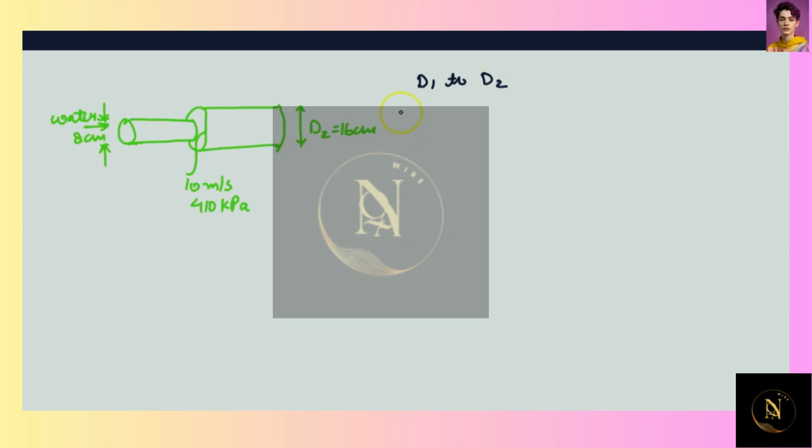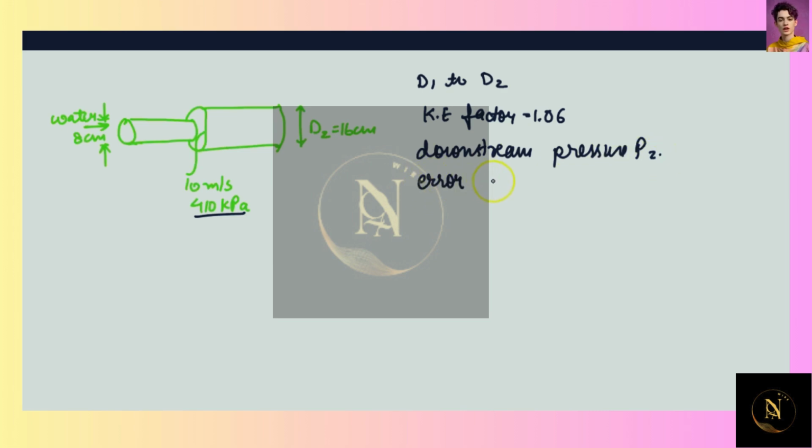A horizontal pipe has an abrupt expansion from D1 to D2. The water velocity in the smaller section is 10 meters per second and the pressure in the smaller section is 410 kilopascal. Taking the kinetic energy correction factor to be 1.06 at both the inlet and outlet, determine the downstream pressure P2 and estimate the error that would have occurred if Bernoulli's equation had been used.